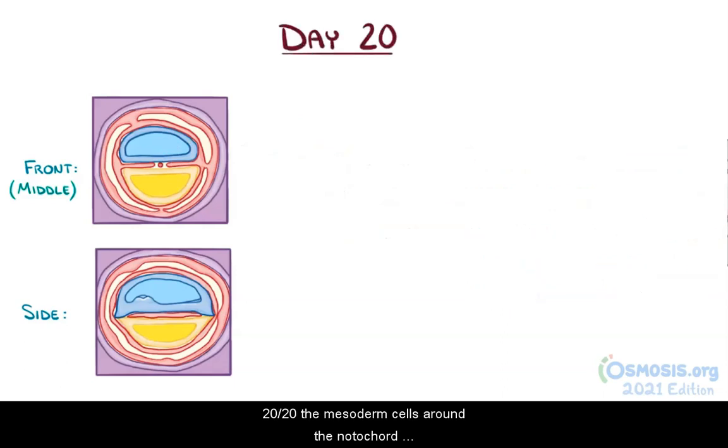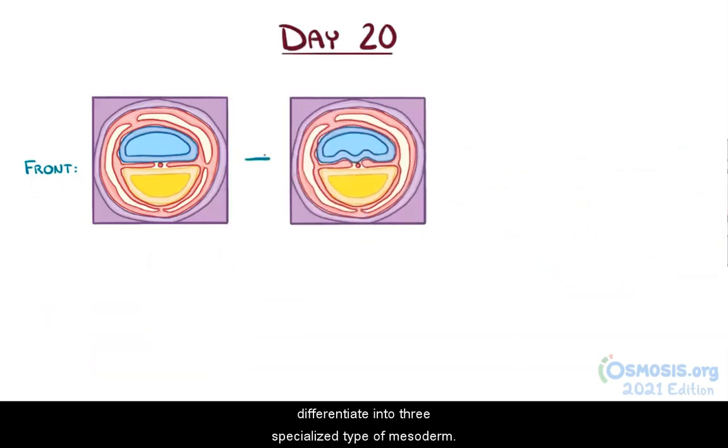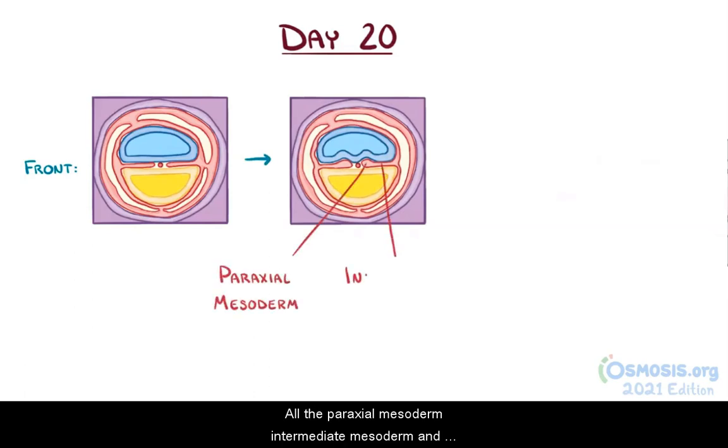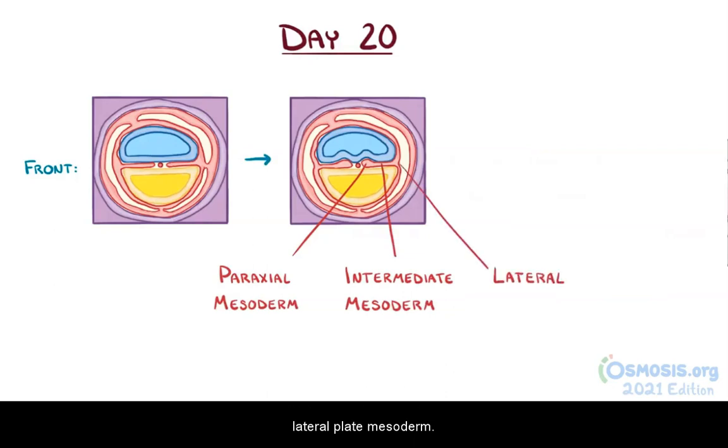On day 20, the mesoderm cells around the notochord differentiate into three specialized types of mesoderm, called the paraxial mesoderm, intermediate mesoderm, and lateral plate mesoderm, each of which goes on to make different tissues and organs.